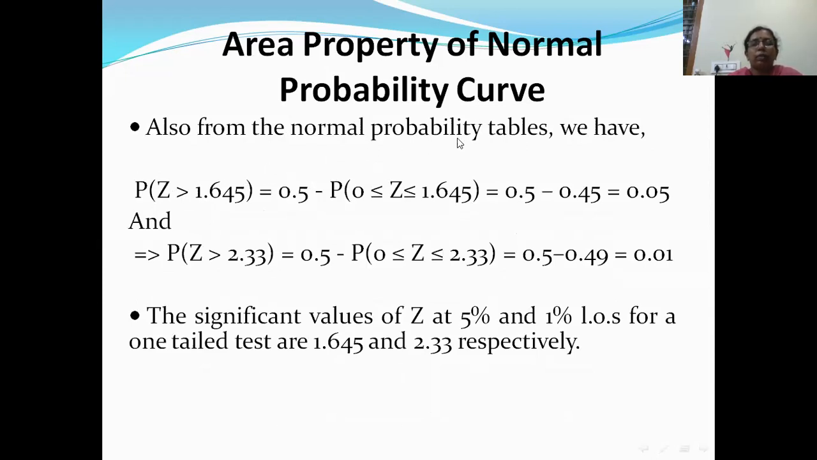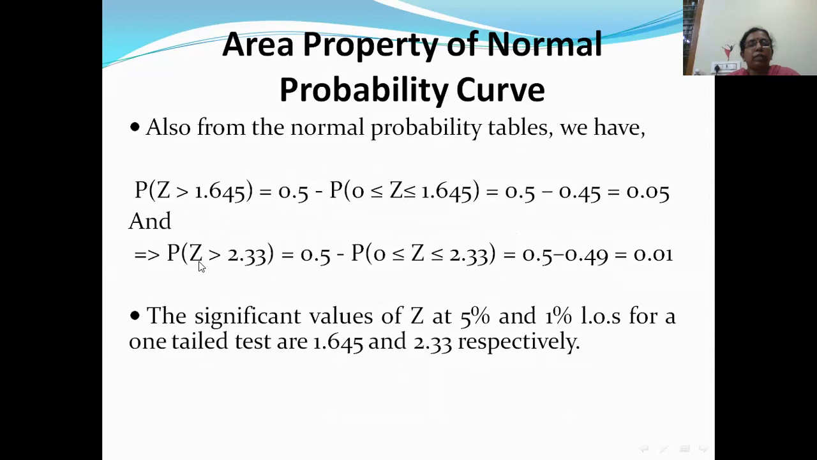So also from normal probability tables, probability of mod Z greater than 1.645 is 0.5 minus probability of 0 less than Z, Z less than 1.645. So this is from the tables we have calculated. This comes out to be 0.05.